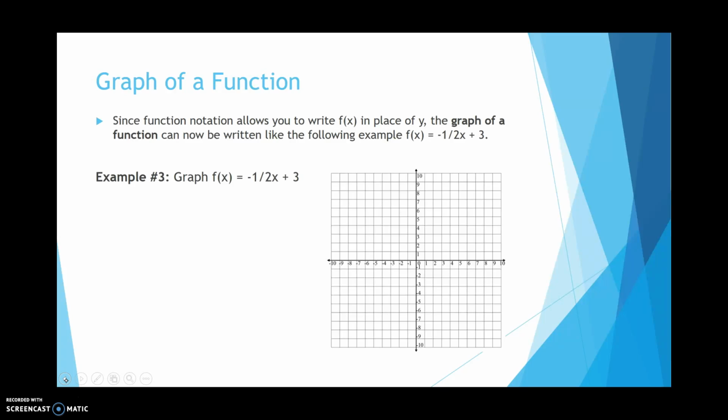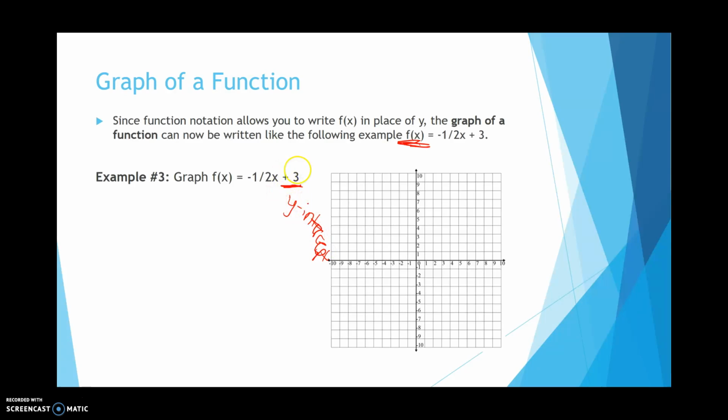The last example right here, it says graph of a function. Since the function notation allows you to write f of x in place of y, the graph of a function can now be written like the following, where you have f of x equals negative 1/2 x plus 3. So we're used to seeing y, we've replaced it with f of x. So we're going to graph f of x equals negative 1/2 x plus 3 on the graph. Remember, this plus 3 is my starting point. That is my b, my y-intercept.